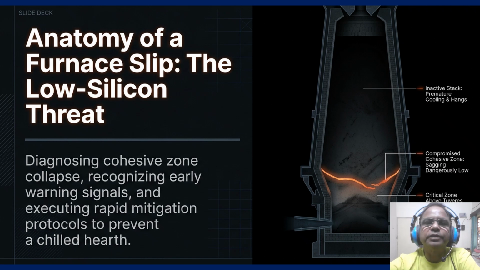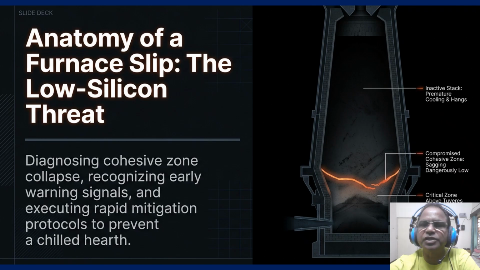So let us listen closely, because what we are discussing today is the difference between a productive campaign and a catastrophic terminal event. A blast furnace is a living thermodynamic giant. When its internal chemistry falters, it doesn't just slow down, it can literally collapse from within. So today we are dissecting the anatomy of a furnace slip.